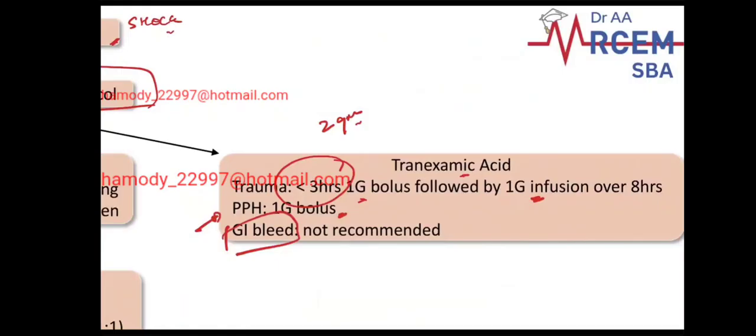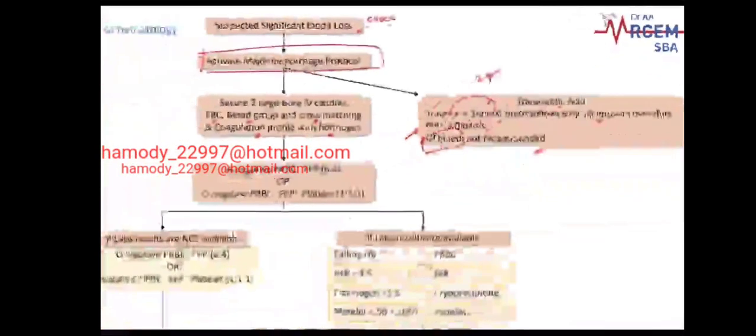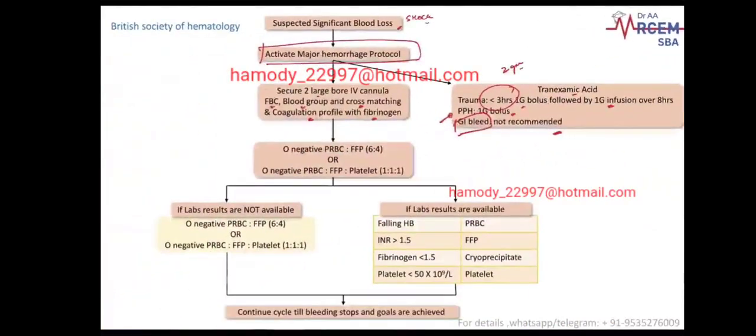What about in GI bleed? In GI bleed, it is not recommended. It is not helpful at all. So in GI bleeds, do not give tranexamic acid. It is not helpful. Then what do you do?